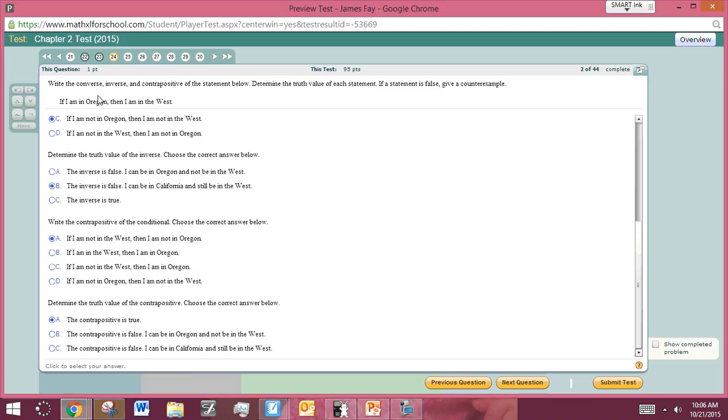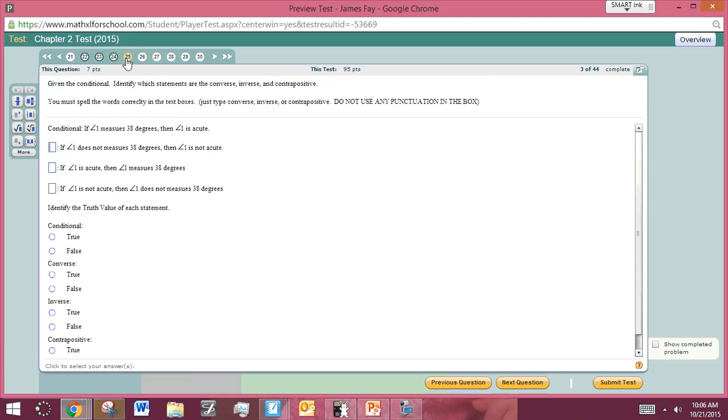Okay, remember the conditional and the contrapositive both have to be true. That's a true statement right there. That's a true statement. The inverse and the converse have to be logically equivalent as well. They were both false. We're just asking here to identify the contrapositive, the inverse, the converse, that kind of stuff.